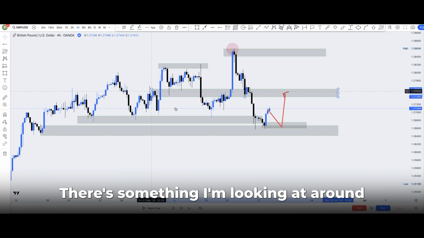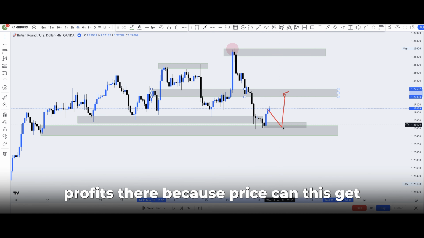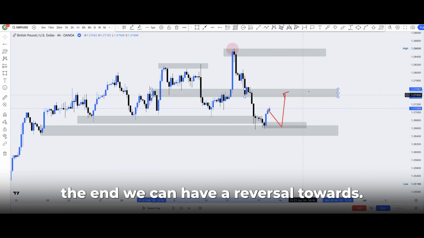There's something I'm looking at around this area, that is why I'm taking my profits there, because price can just get there and we can have a reversal towards the downside.